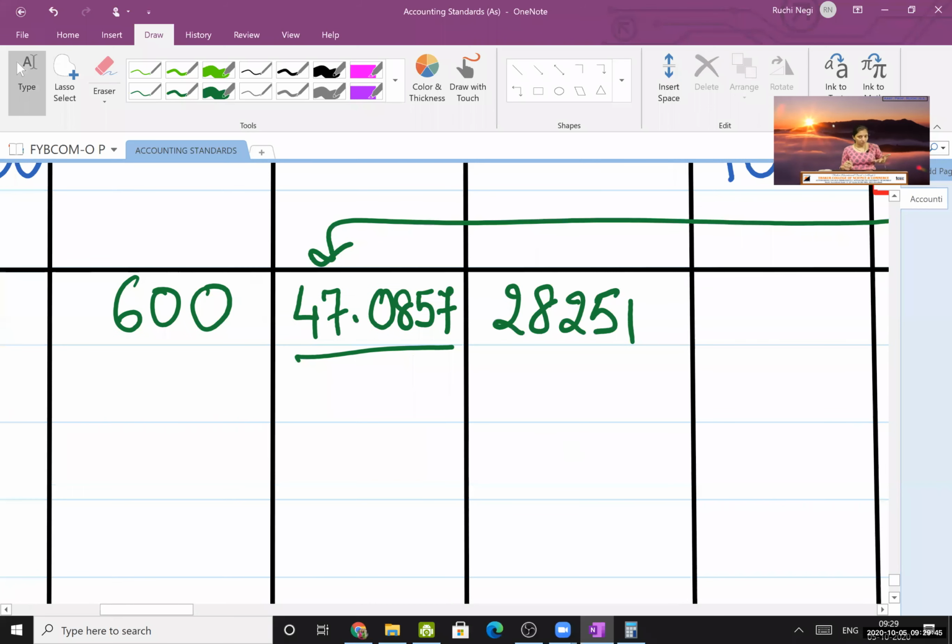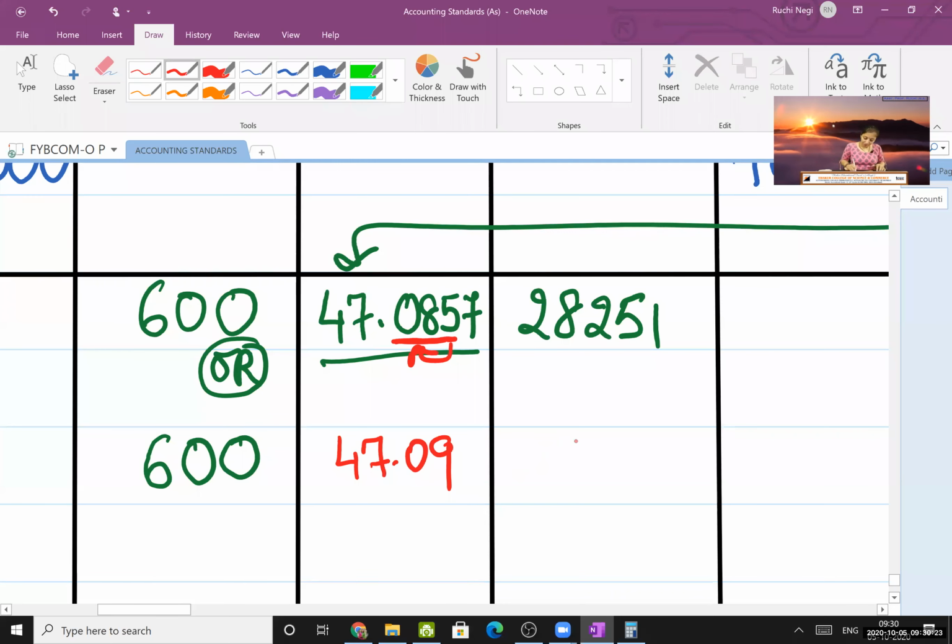What if a student is not going up to 4 decimals and is going only up to 2 decimals? To see the change in the answer: those who will go up to 2 decimals, how will they go? You should go up to 3 decimals and round off the second one. I repeat, go up to 3 decimals and round off the second one. So if I round this off, my answer will be 47.09. Now see, 600 into 47.09. What is the answer? 28,254. See the difference, right? A 3 rupees difference.